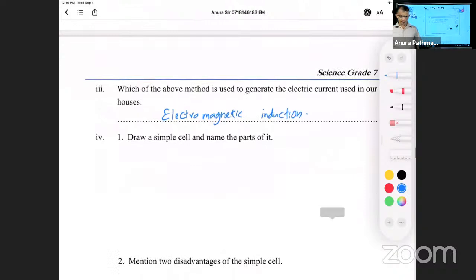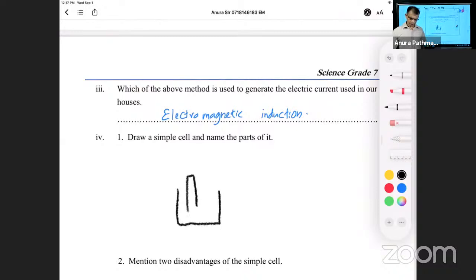Draw a simple cell and name the parts of it. We want to draw a simple cell. Beaker, zinc plate, copper plate, conductor, center zero galvanometer or bulb.